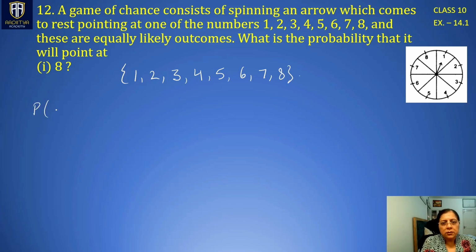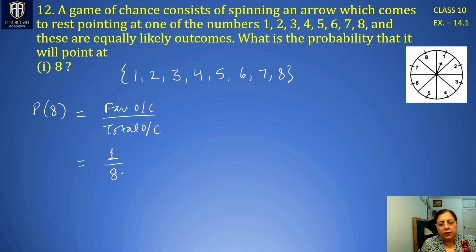So since all of the outcomes are equally likely possible, so the probability of every event is same. Every elementary event has a probability of 1 by 8 here, because they have been allotted the same portion on a circle, 8 equal portions. So here you have favorable outcomes upon total outcomes. For 8 we have only particular outcome 8, which is 1, and total outcomes we have 8. So the probability of the arrow being stopped at 8 is 1 by 8.